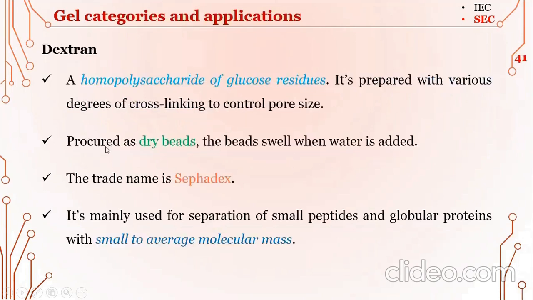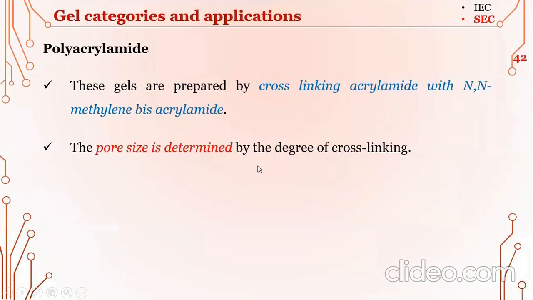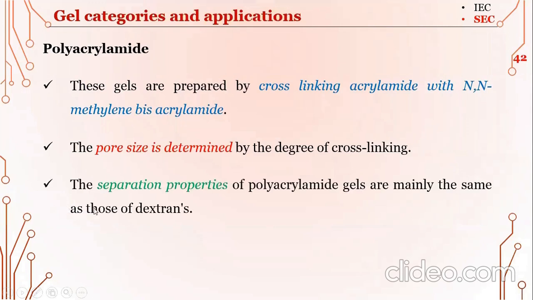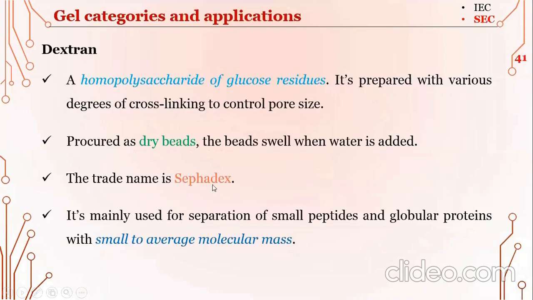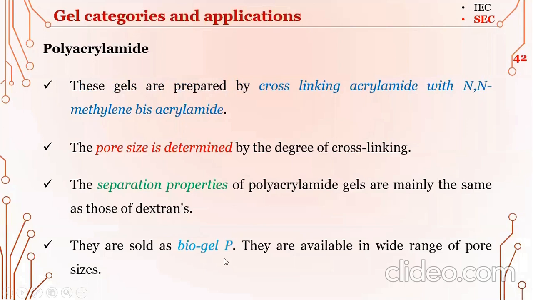The dextrane has the same story, polyacrylamide has the same story. So the cross-linking has a defining role in determining the pore size. And the separation properties of polyacrylamide gels are mainly the same as those of dextrane. So the dextrane and polyacrylamide gel will behave the same in the separation, and they are sold as Biogel P. So this is the trade name, Biogel P. For dextrane, it was Cephadex, and for polyacrylamide it is Biogel P.